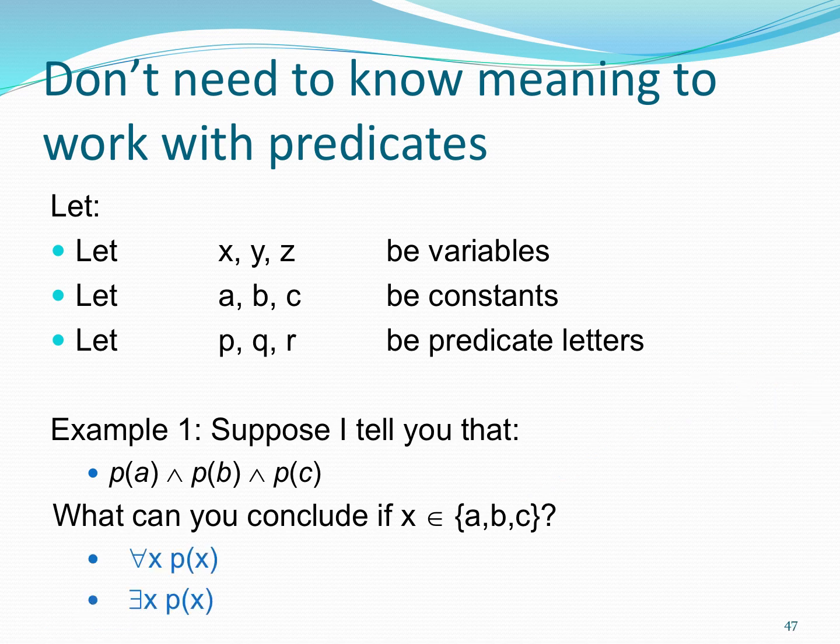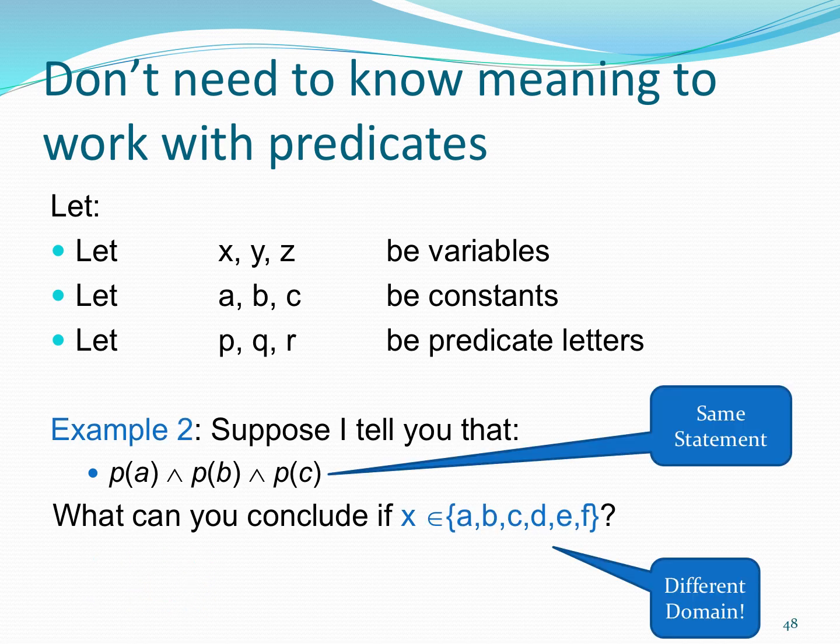Well, I can conclude that, since my domain is just A, B, and C, whatever they are, and whatever this predicate P is, it's true for A, B, and C, then no matter what X I pick in my domain, P of X is true. And I also know that there's at least one X in my domain where P of X is true. In fact, it's all the X's in my domain, but I can say both of these things.